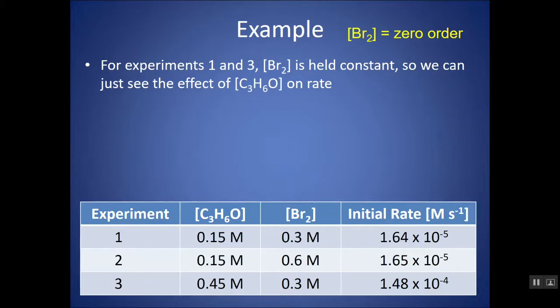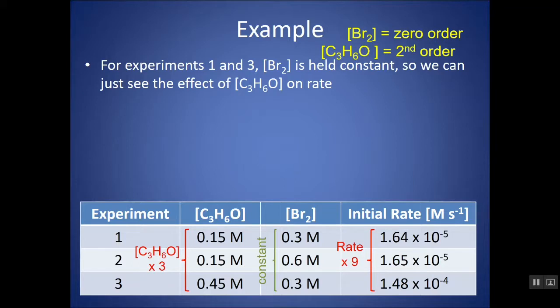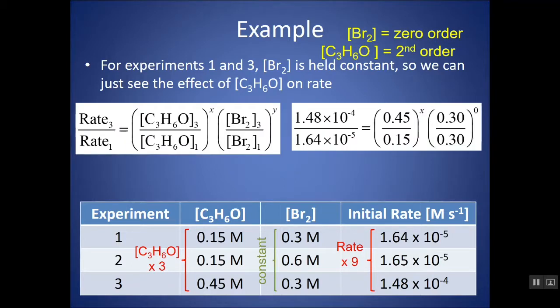Okay, here I can choose experiments 1 and 3 if I want to observe C3H6O's effect on rate. That's tripling and the rate's increasing by a factor of 9, so that reactant must be second order. And again, showing mathematically, here's how it ends up working out.